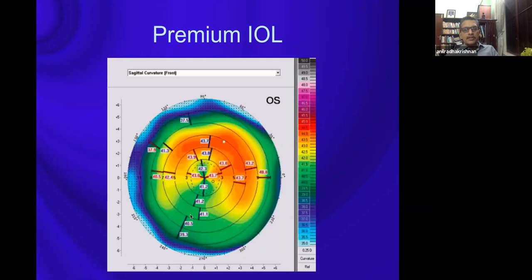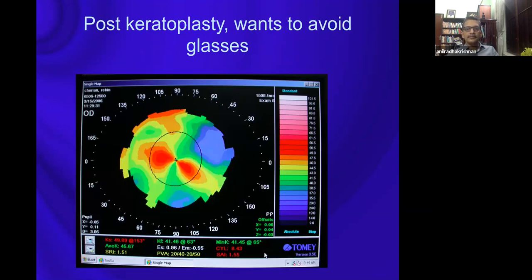What about this patient? Again, this area, it is coming to 43. Here 42.3, here 41.2. Again, there is some disparity, not a very good candidate for multifocal. So this is another application of topography.